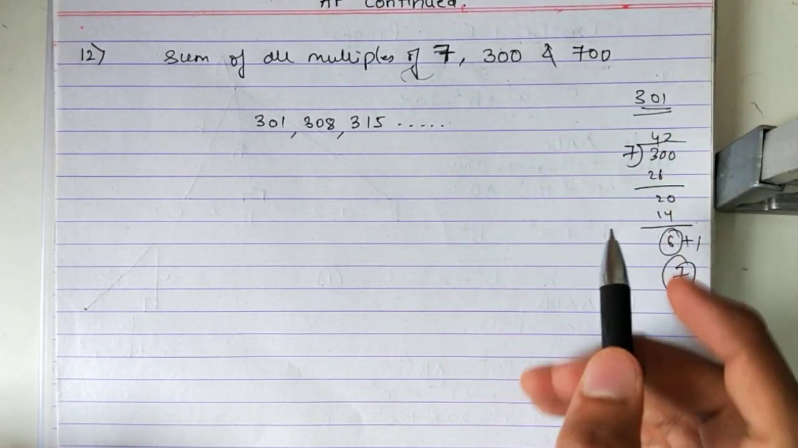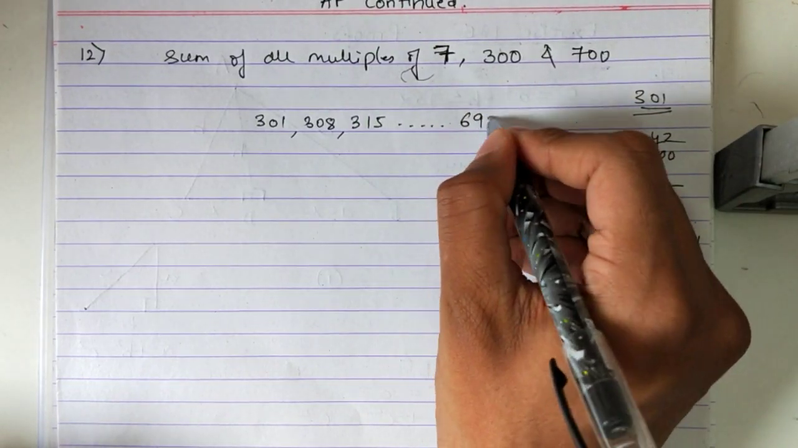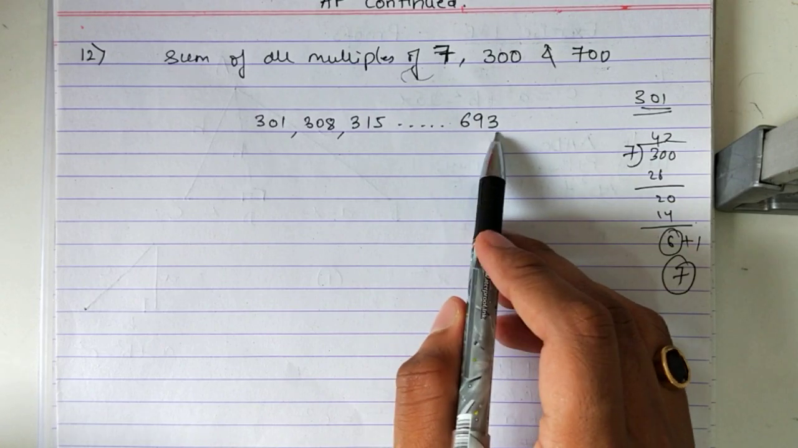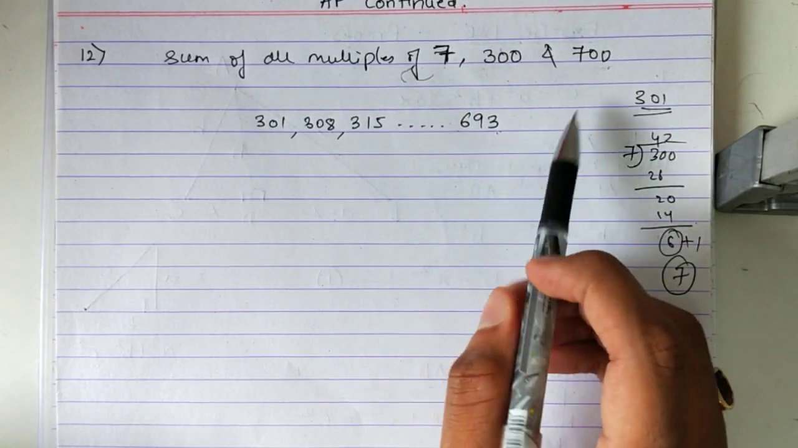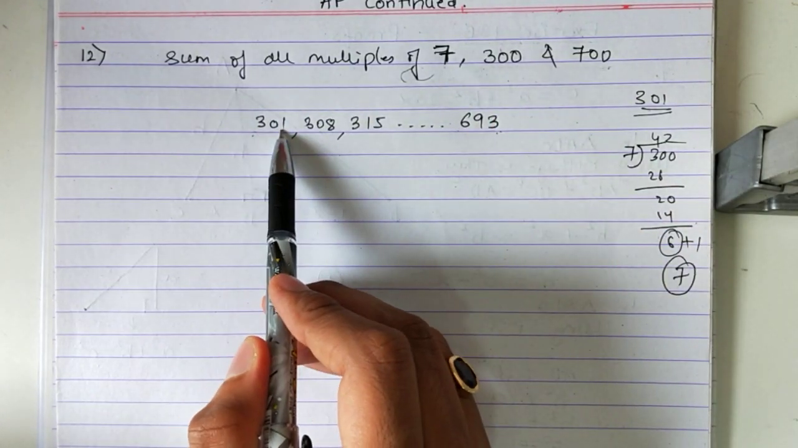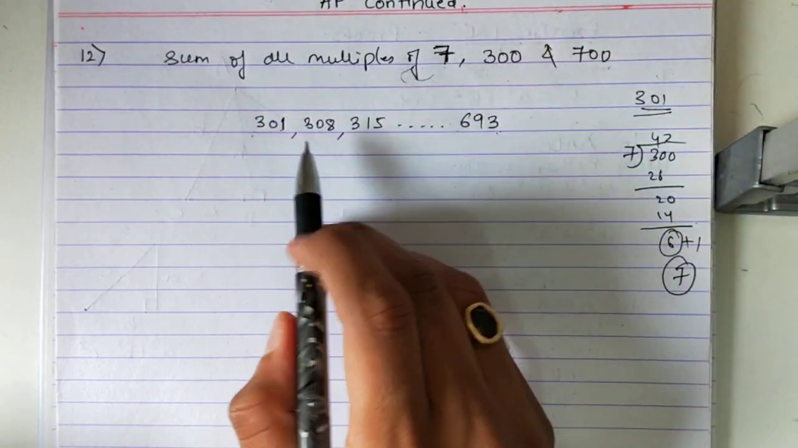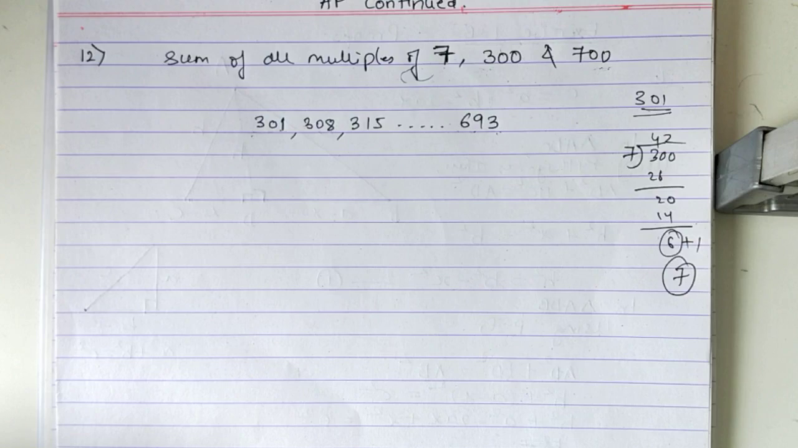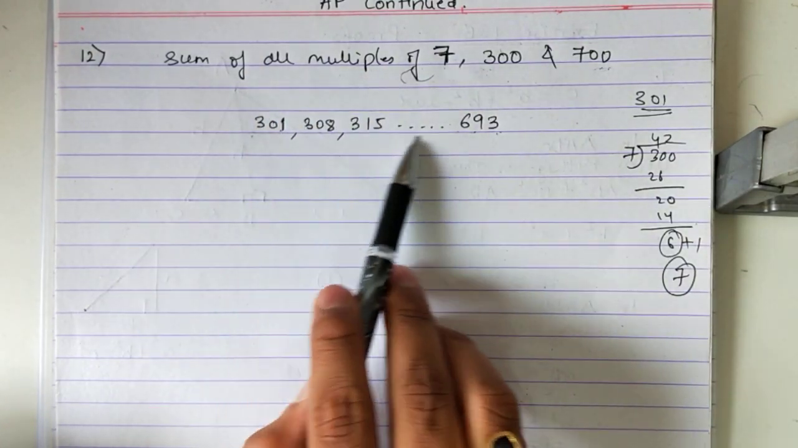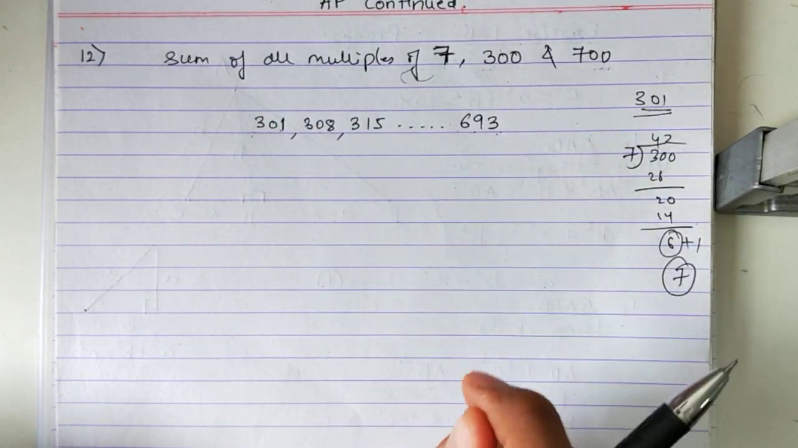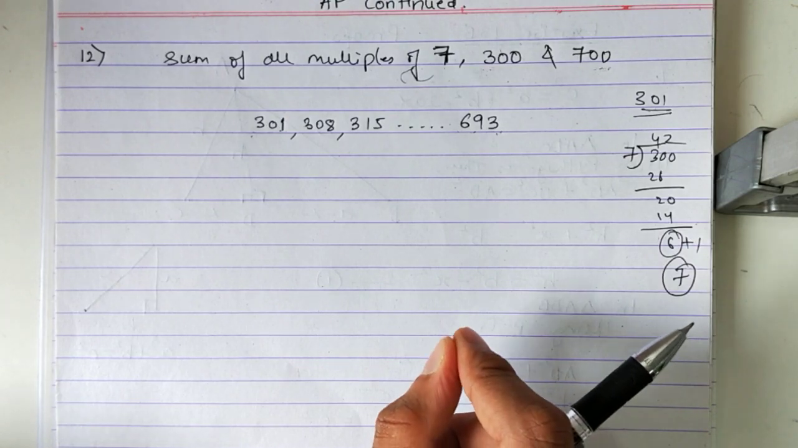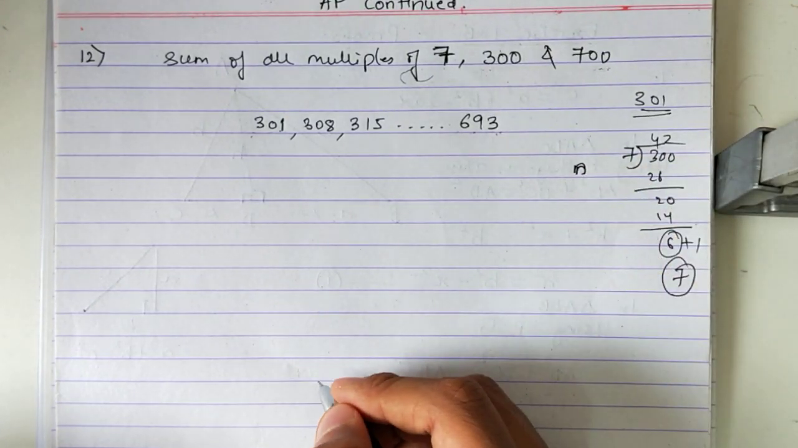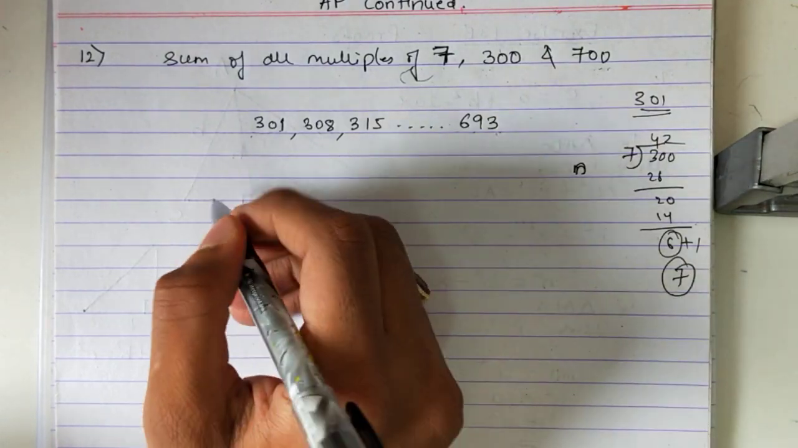So what will be the number before this that is divisible by 7? If we subtract 7, we get 693. 693 is the last number which is divisible by 7 and 301 is the first number which is divisible by 7. And this AP is between 300 and 700. Now we have to find the sum of all these numbers. Before finding the sum, we must know n, the number of terms. Correct? So how to find the number of terms?